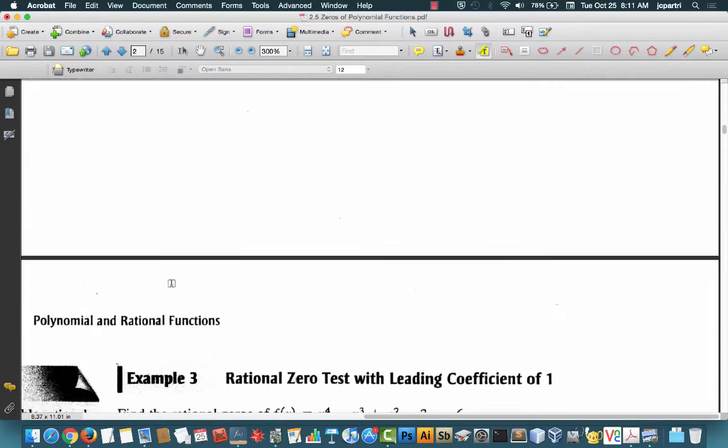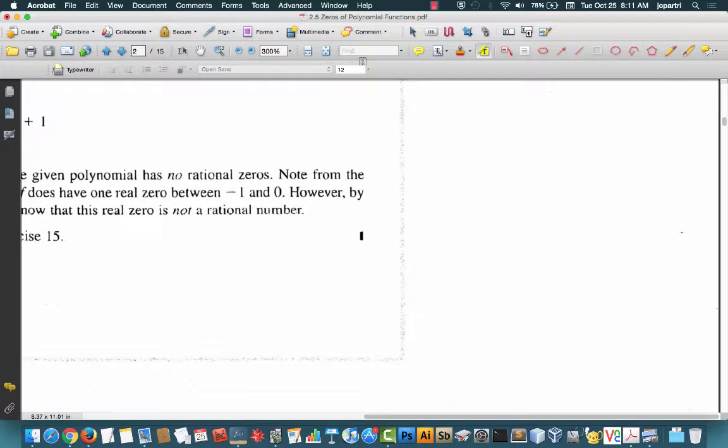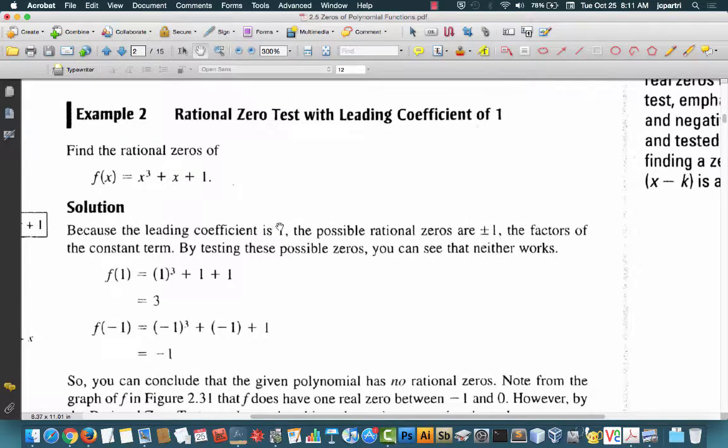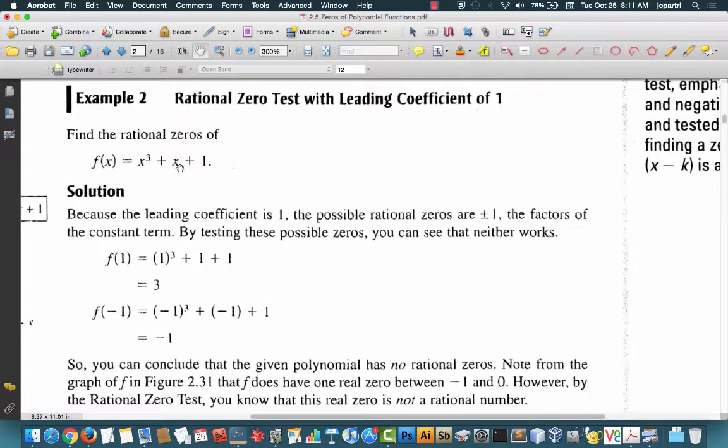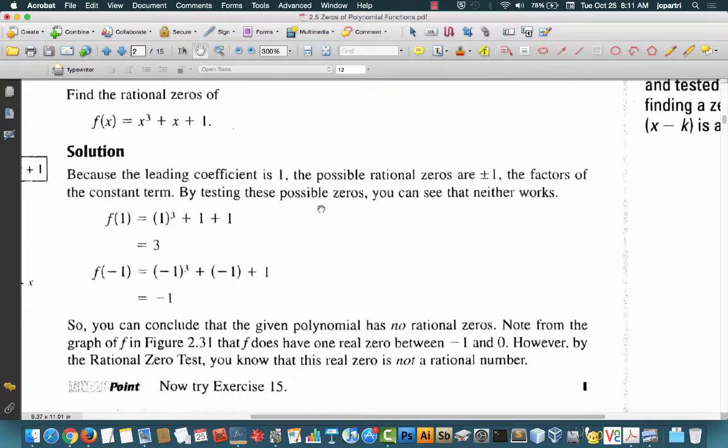All right, now I'm going to go back to example 2. Let's find the rational zeros of the function here. Because the leading coefficient is 1, the possible rational zeros are the divisors of this 1 here, which is positive and -1. Using the remainder theorem, I plug in positive and -1, and I get 3 and -1, which is not 0. What's the conclusion?